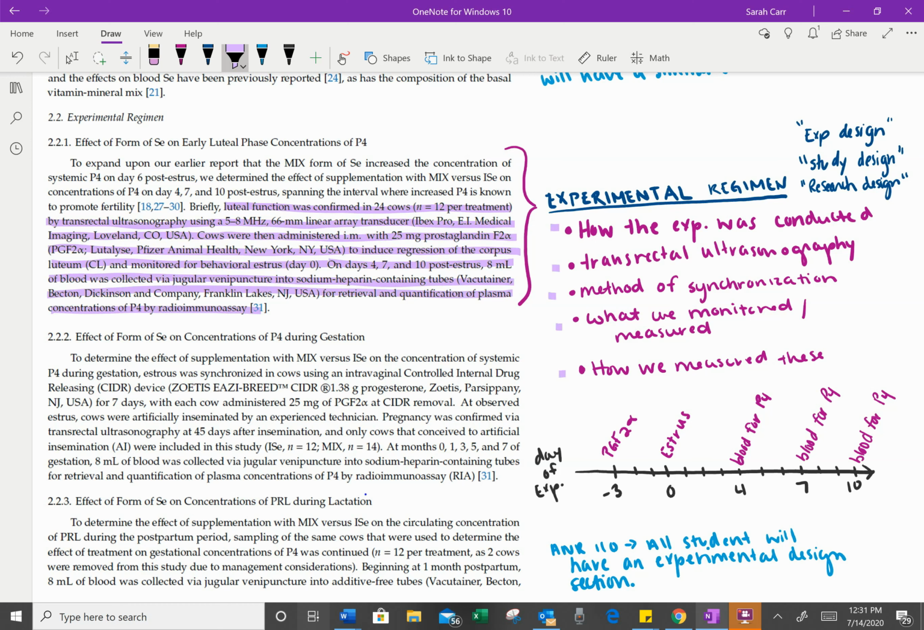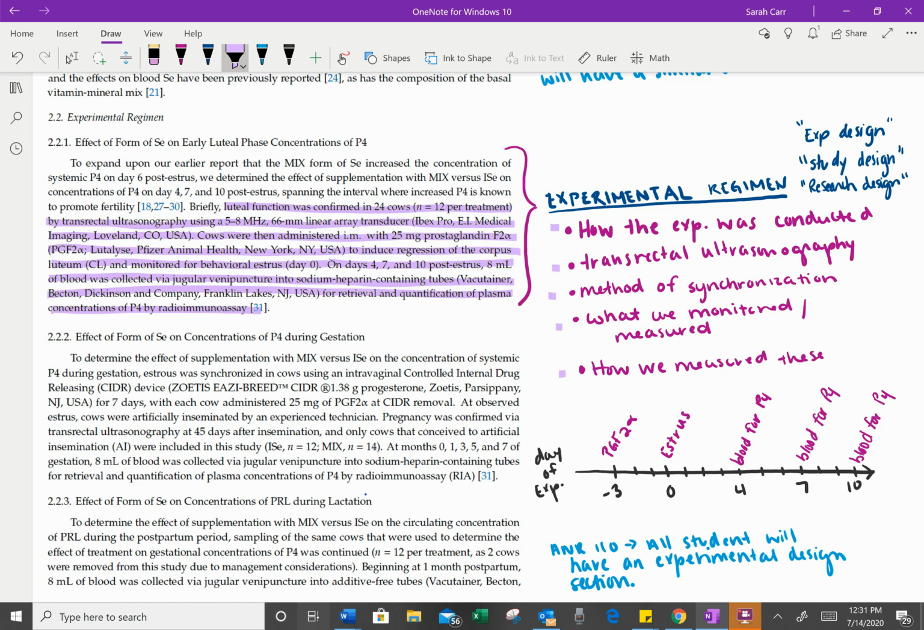If I was going to take this and include a figure, my figure would probably be a timeline. I'm a big fan of timelines. We draw out the line, and day 0 was considered the start of the experiment, in which estrus. So prior to that, we gave PGF2 alpha to synchronize estrus. Estrus is day 0, and then on days 4, 7, and 10, we collected blood to test for progesterone.